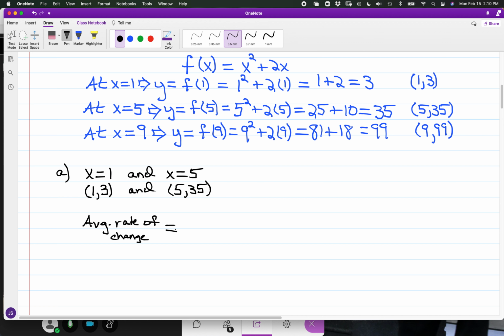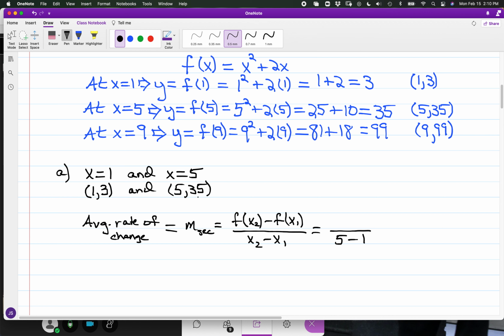So we have the average rate of change, which is the slope of the secant. Again, just for the formalized notation, you have f of x2 minus f of x1, all over x2 minus x1. So for the change in x, you have x2 minus x1, which is 5 minus 1.